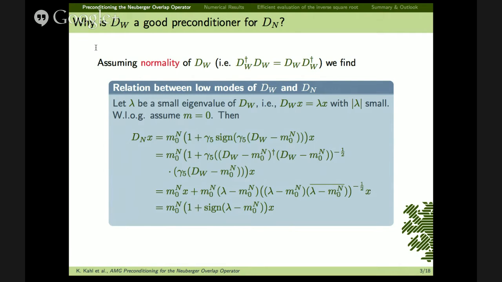For now, let's assume that the mass shift of the resulting Neuberger overlap operator is zero. This was just the shift added to whatever we did here; it doesn't change anything, so the shift is no problem. Now let's calculate. We can write the sign function as the inverse square root times the operator itself, applied to x. Pulling x through and replacing every D_W acting on x with lambda, you end up with a scaling factor in front, and then 1 plus the sign of lambda minus the overlap shift, times x. So for any eigenvalue lambda of your Wilson operator, you get an eigenvalue 1 plus the complex sign of lambda minus m0 of your Neuberger operator.